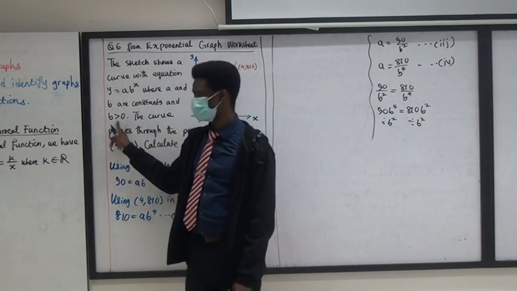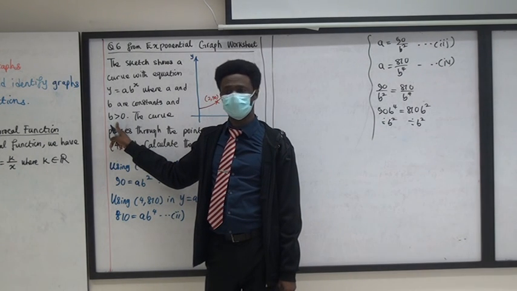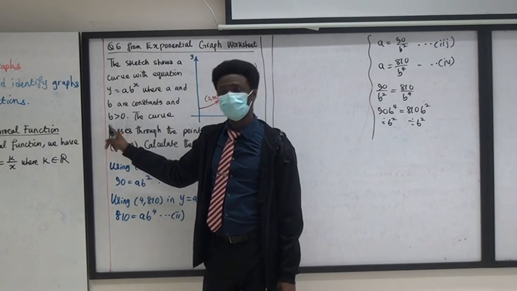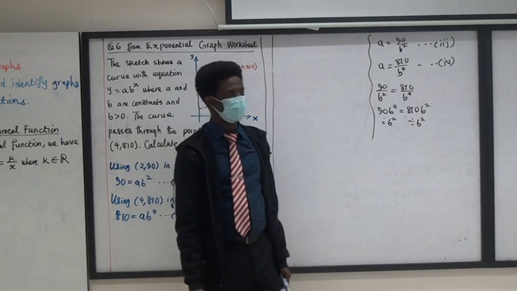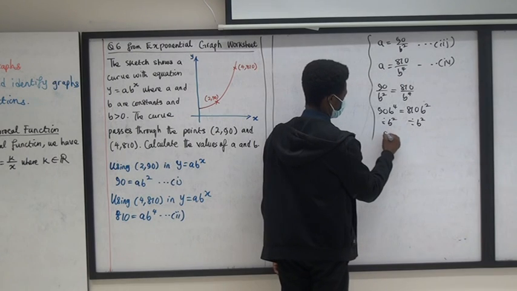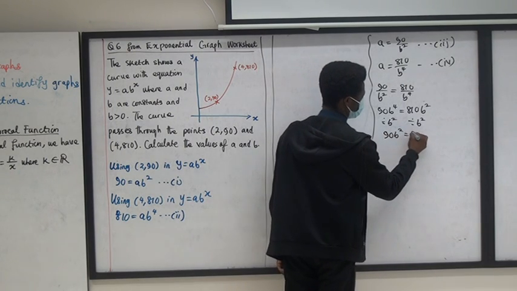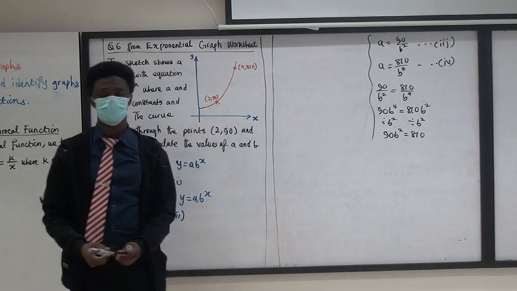Only because this instruction says that. If that instruction was not there, then b could be a possible solution. So you have to factorize like a quadratic. From here now, you have 90 b squared is equal to 810. Am I right? What do we do next?